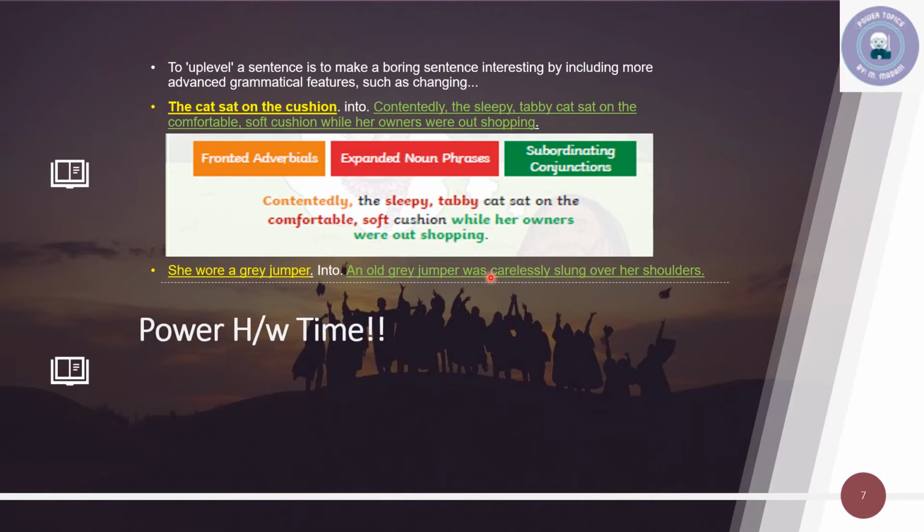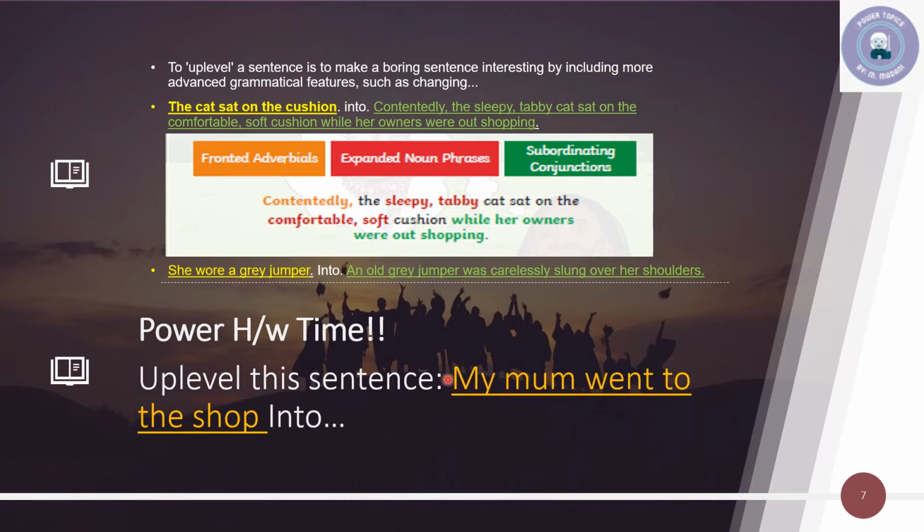Okay, so it's time for power homework. You have to up-level this sentence: My mom went to the shop. You can comment down your answers in the comment section below.